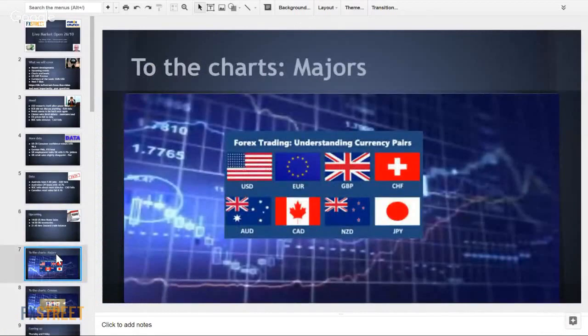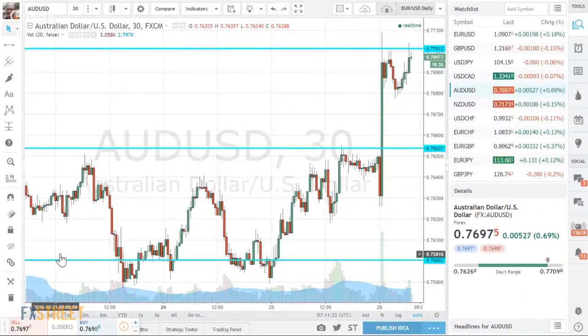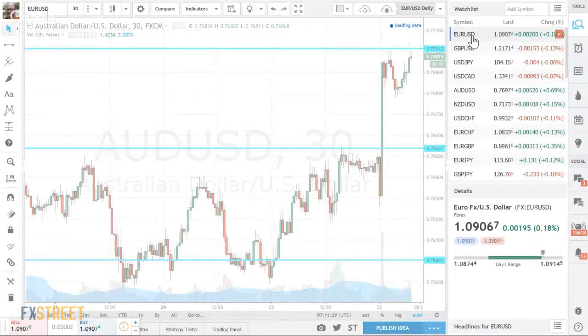And now to the charts. We'll do it separately for majors and then go to crosses. Okay, so these are the main currencies we'll cover. I have my chart already on the Aussie, but let's start with euro dollar.